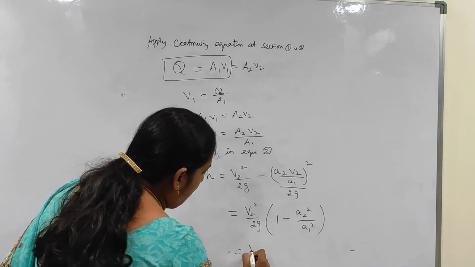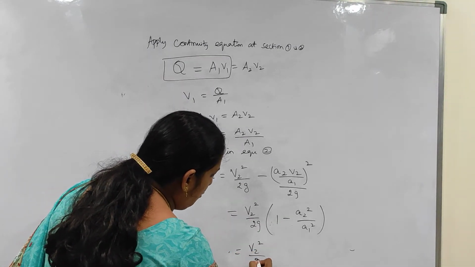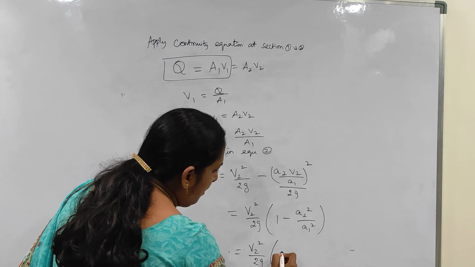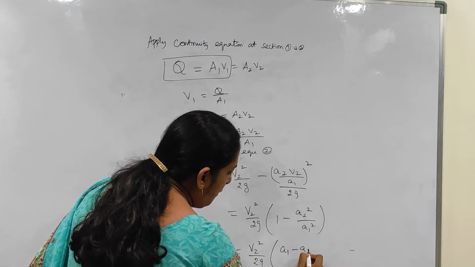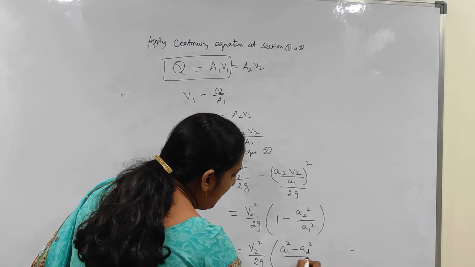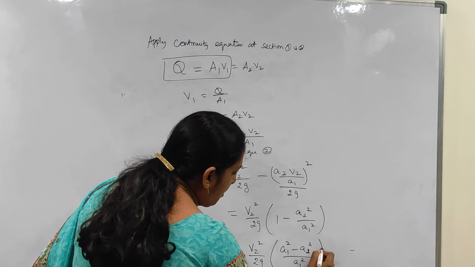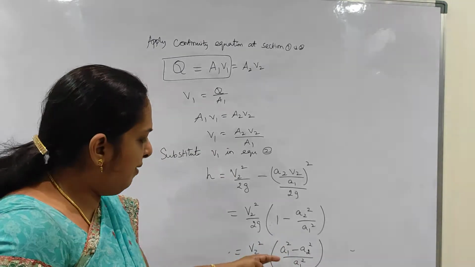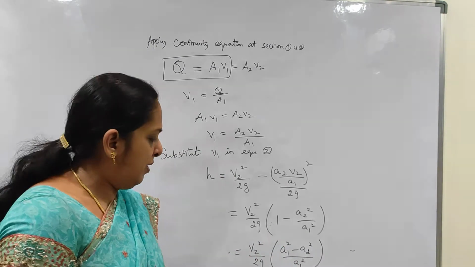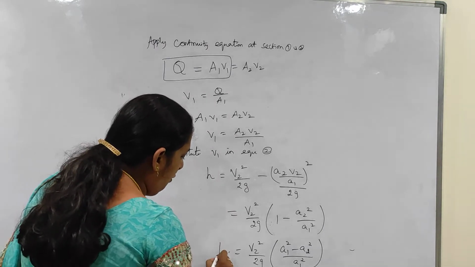I am just rearranging once again. V2 square by 2G into A1 square minus A2 square by A1 square, where I am bringing a common denominator. So this is equal to H.